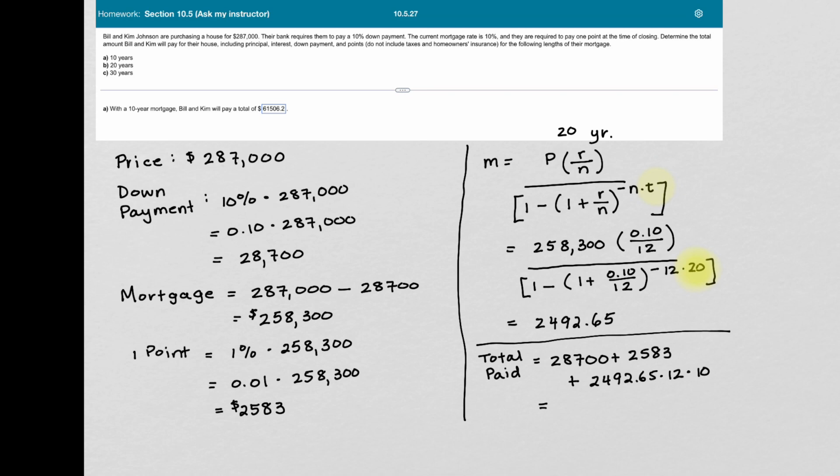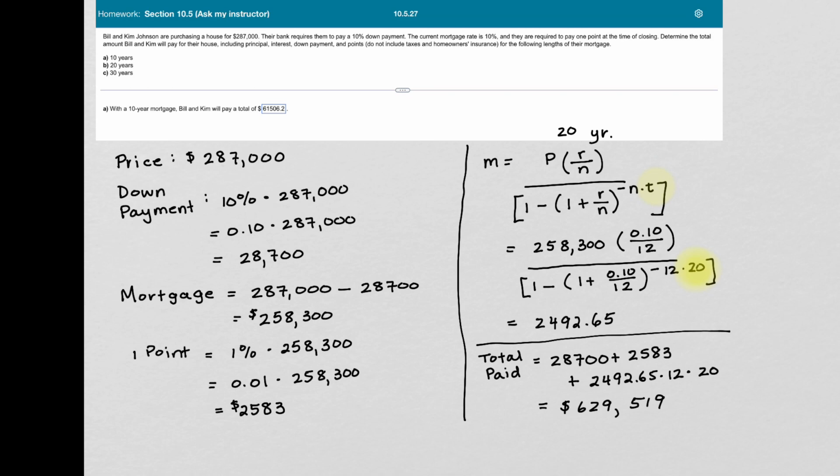And now I recalculate. So the down payment and the points are going to be the same no matter how long the mortgage is for. So we're paying less. Oh, and I missed this. I need to change the number of years to 20. So a lower payment, but we're making twice as many payments. So now the total paid for this house is $629,519.